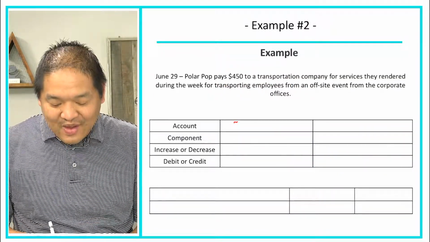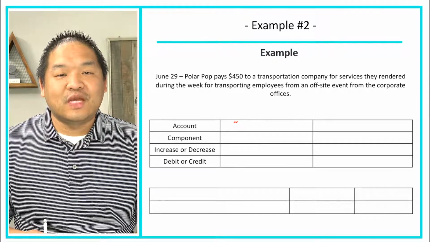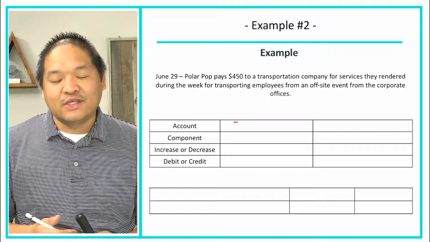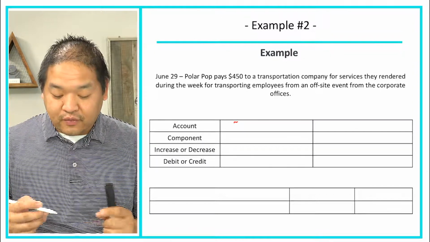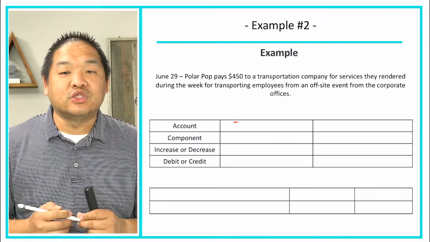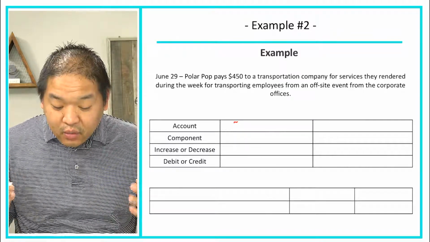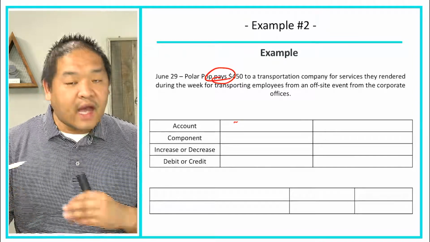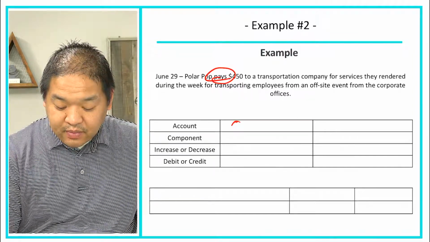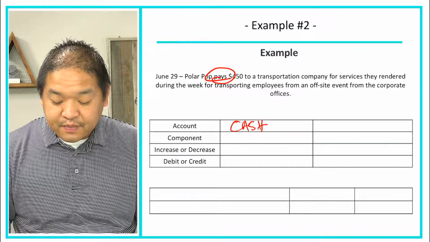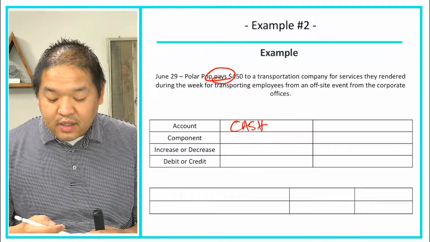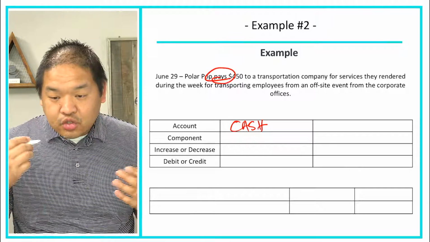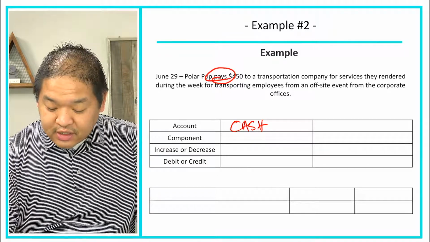All right. So Polar Pop pays $450 to a transportation company for services they rendered during the week for transporting employees from an offsite location to and from their corporate offices. So what happened here? The word here is that we paid $450. So cash was exchanged. So we know that cash is going to be one of the accounts. And then the next part here is, what's the expense? Well, in this case, transportation. So transportation expense.